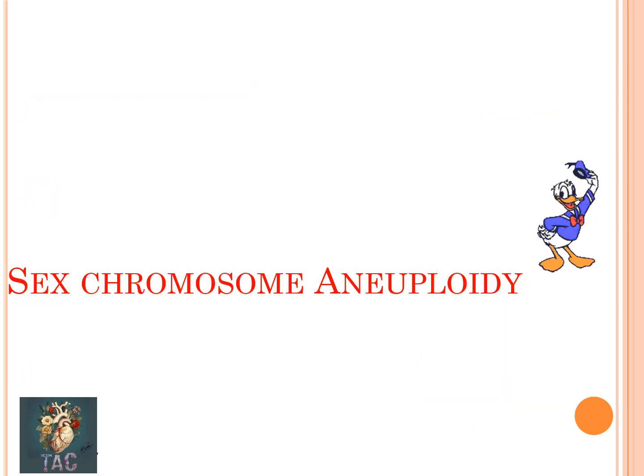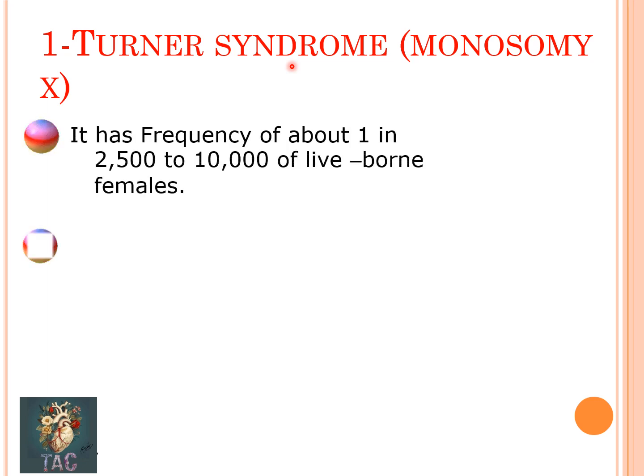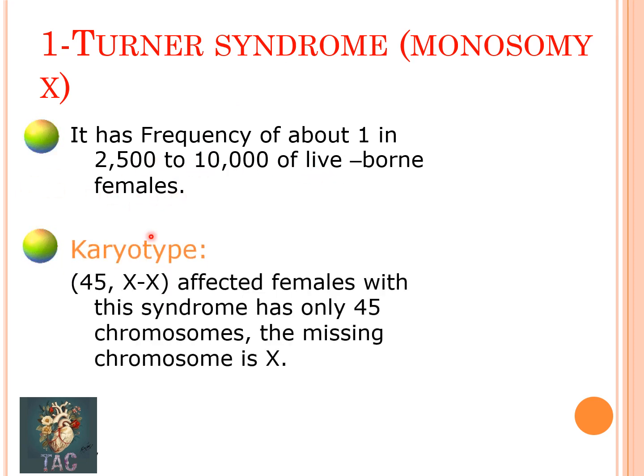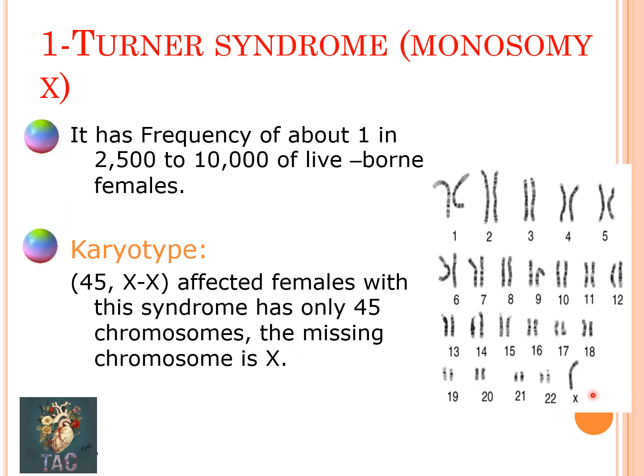So now we move on to the sex chromosomal aneuploidy. Monosomy X is the only monosomy which is compatible with life, because monosomy Y is not compatible with life. The frequency is about 1 in 2,500 to 10,000 live born females. The karyotype, again important, is 45X, with one X deficient. An affected female with this syndrome has only 45 chromosomes, missing one X chromosome. This is the chromosomal pattern; you can see only one chromosome is present.